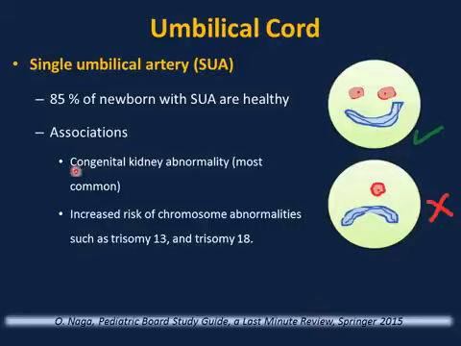Possible associations, the most common is congenital kidney abnormalities. So renal ultrasound will be helpful in this case. Other rare chromosomal abnormalities can be associated with single umbilical artery, trisomy 13, trisomy 18, and other triploidy. So a physical exam will be helpful to suggest these conditions.